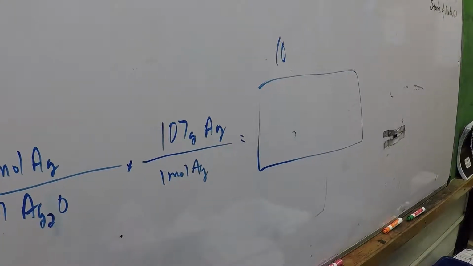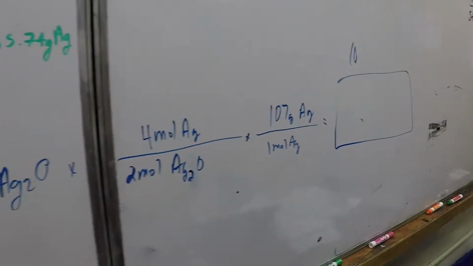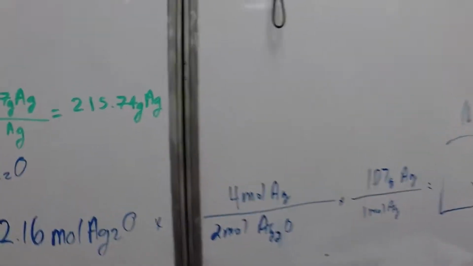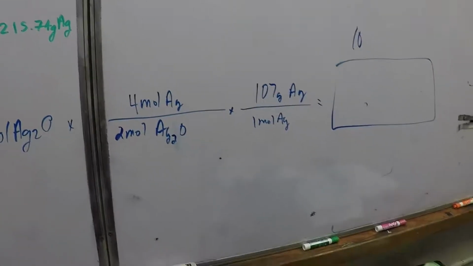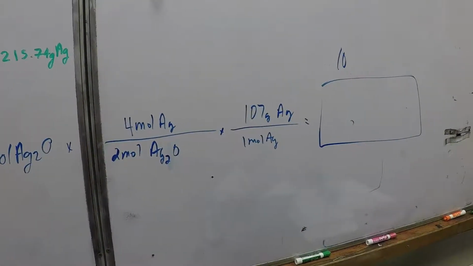So would it be 2.16 times 4 and then divided, or would it be multiplied again? Well, it's going to be 2.16 times 2 because 4 divided by 4 is 2, and then times 107. So it should be around 500. Looks like it's going to be a little less.